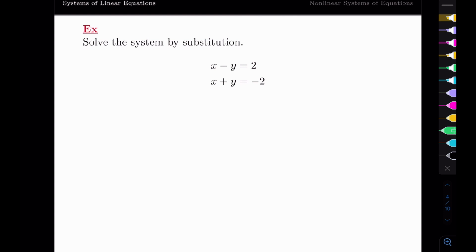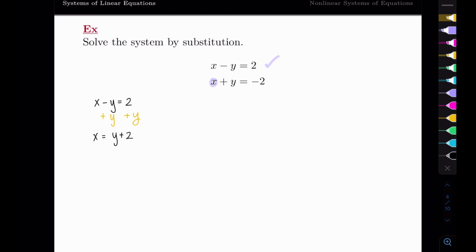Okay. So for substitution, what I want to do is I'm looking for an x and y that works for both of these equations. So I want to take one equation and solve it for one variable. So looking at this first equation, I know x minus y has to equal 2. So it's easy for me to solve for x because I can just add y to the other side. So my x coordinate has to equal y plus 2. Okay? So at this point, I've used this first equation, and I now know what x must equal.